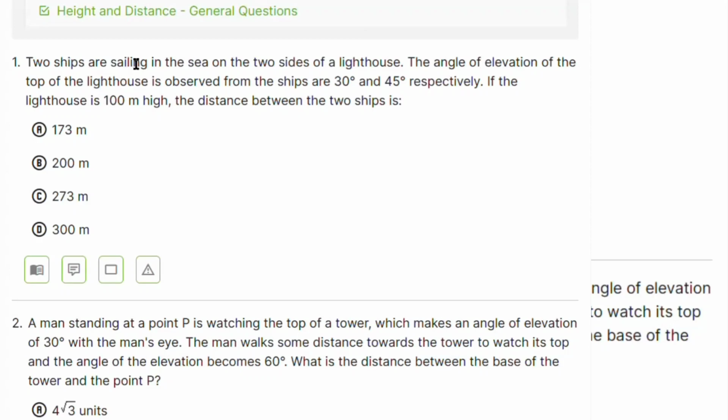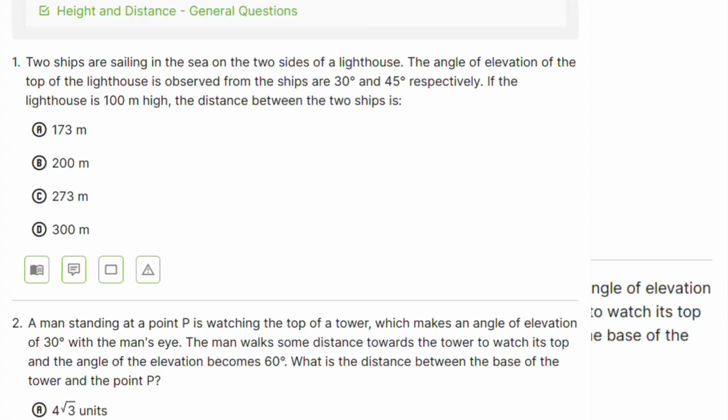Okay, two ships are sailing in the sea on two sides of a lighthouse. We'll study the question first. The angles of elevation of the top of the lighthouse observed from the ships are 30 degrees and 45 degrees respectively. The lighthouse is 100 meters high. Then the distance between the two ships is?